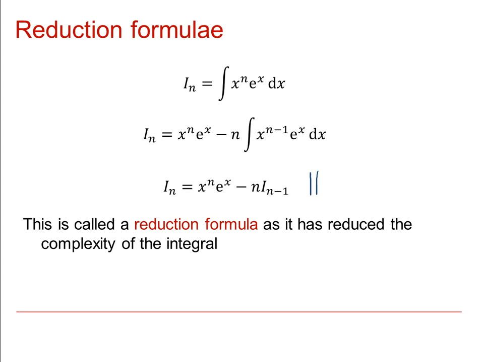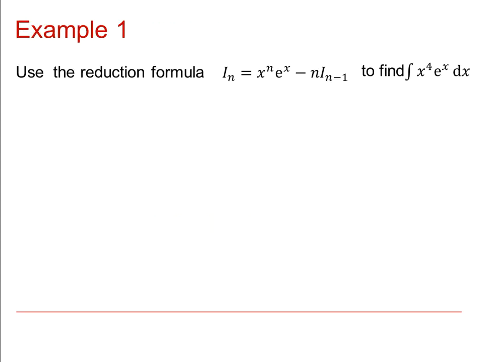Well, now let's use that reduction formula for a specific value, where we've got here n equal to 4. So we're looking at the integral of x to the power 4 e to the x dx. Well, our reduction formula tells us that I4 must be equal to x to the power 4 e to the x minus 4 times I3.